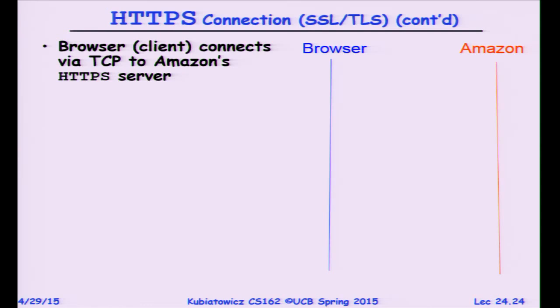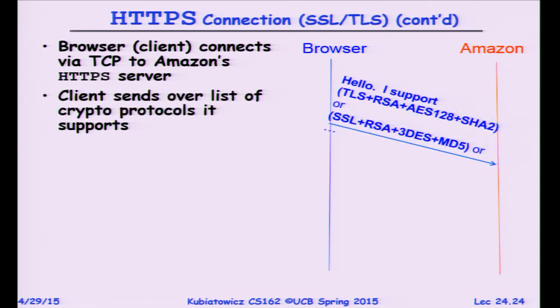So your browser is going to connect with Amazon first, and it says something like, "Hi, I support TLS plus RSA plus AES 128 plus SHA-2," or SSL plus RSA plus 3DES plus MD5. What's going on here is a negotiation of protocols.